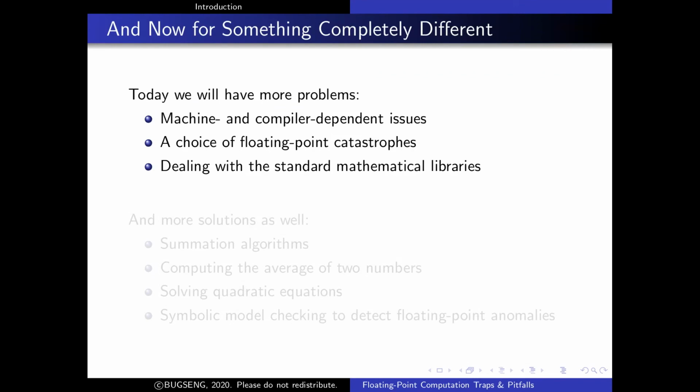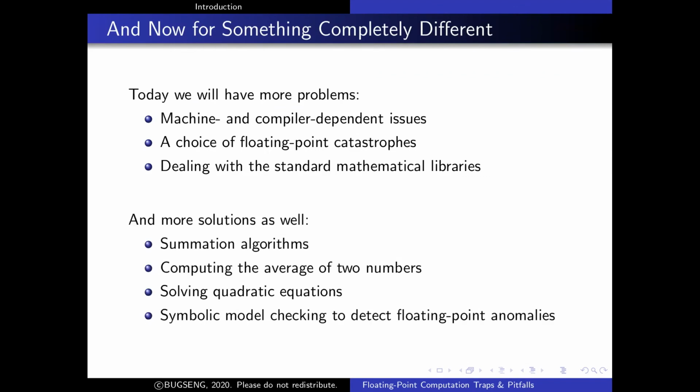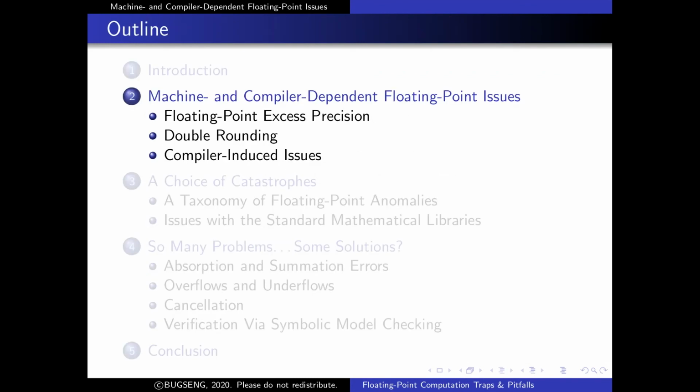So as I said, machine and compiler dependent issues, various kinds of catastrophes, and dealing with standard mathematical libraries. But today we will also have more solutions. We will see the case of summation algorithms, computing the average of two numbers where overflow and underflow get in the way, solving a quadratic equation as an example of how we can avoid a problem that is called cancellation, and as I said, symbolic model checking to detect floating point anomalies.